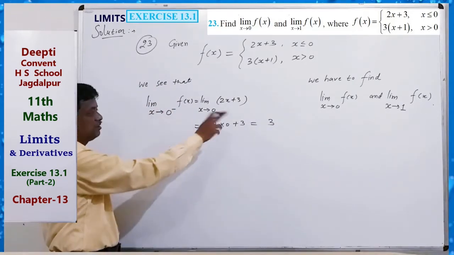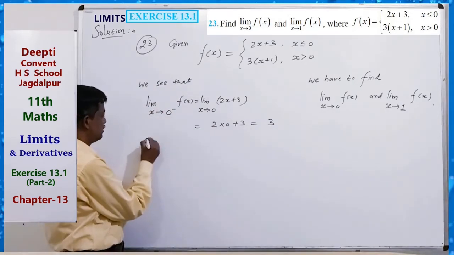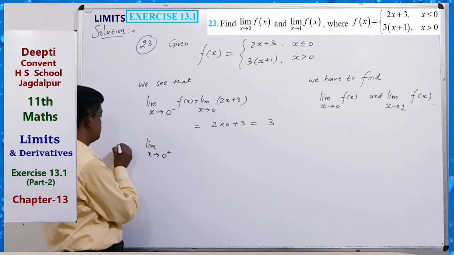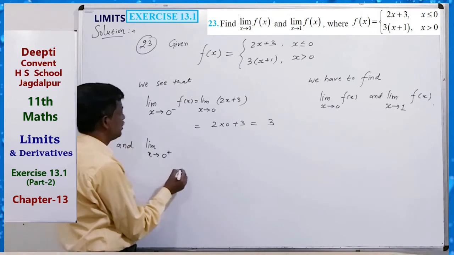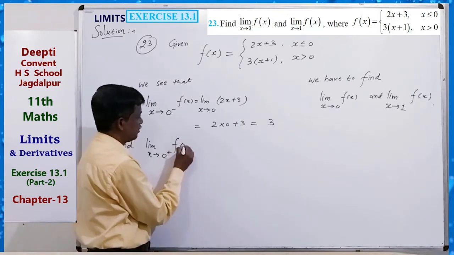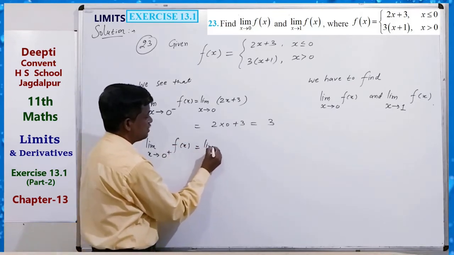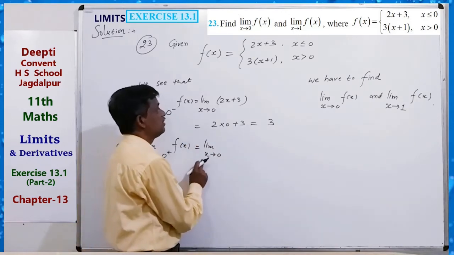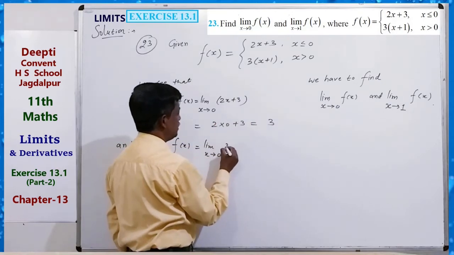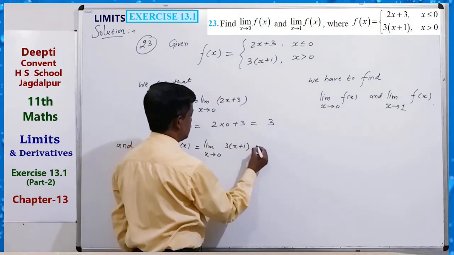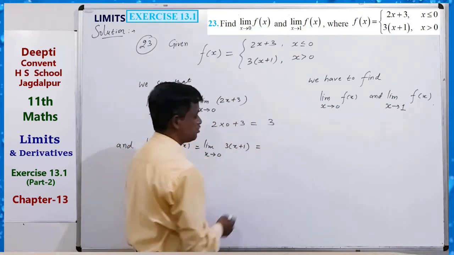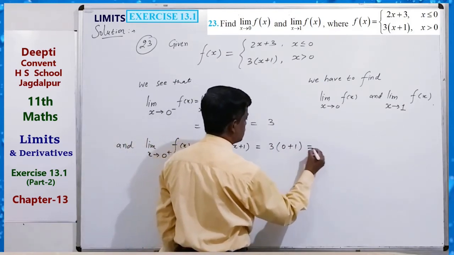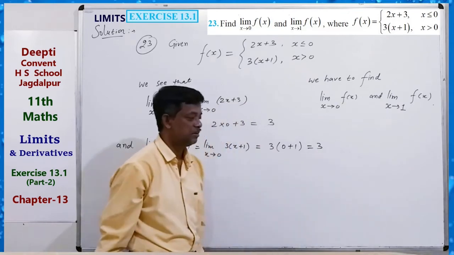Left hand limit is this, and the right hand limit is at 0 plus. Right hand limit of f(x), here x tending to 0. In the right hand side case, this is 3x plus 1. So this is equal to 3 times 0 plus 1, equals 3. So both are equal.